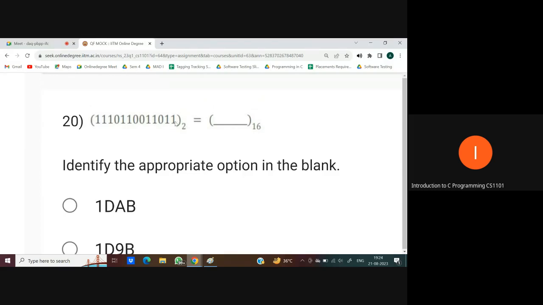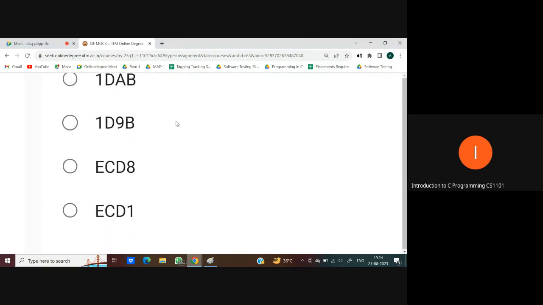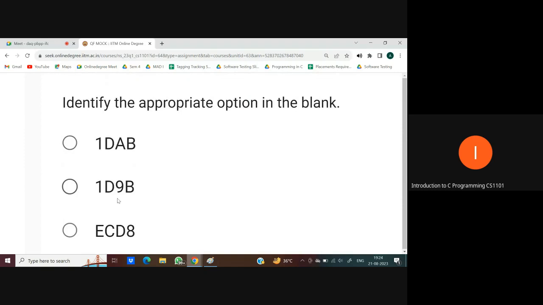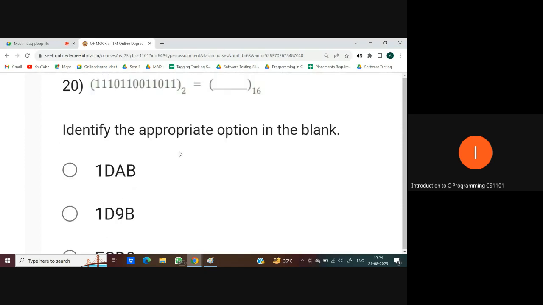So what is 1011? It is going to be 11. And 11 in hexadecimal means B. So you have to find the options which have B at the end. So the first and second options, third and fourth are eliminated.